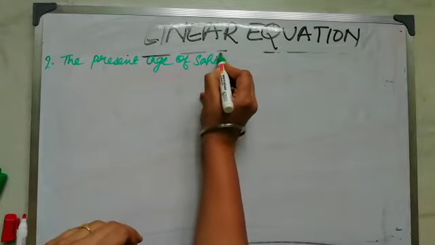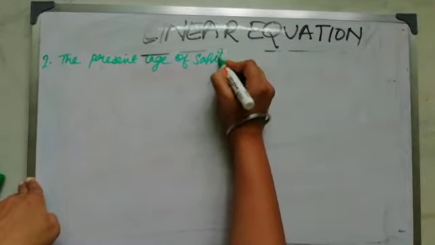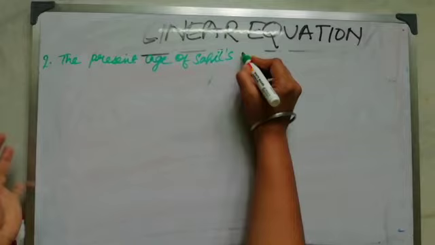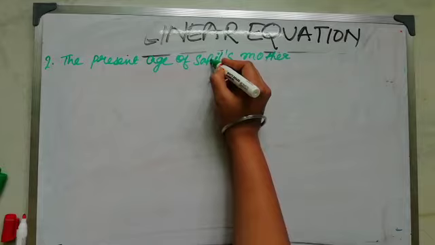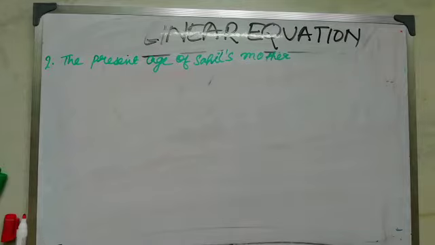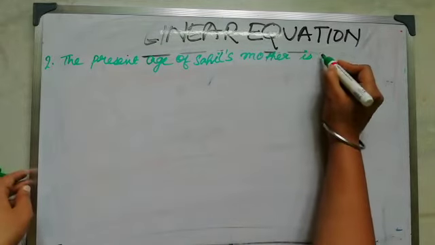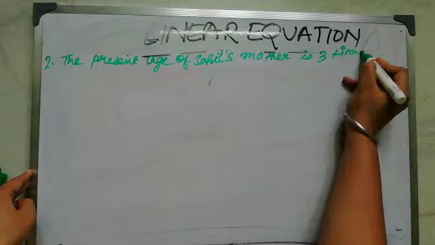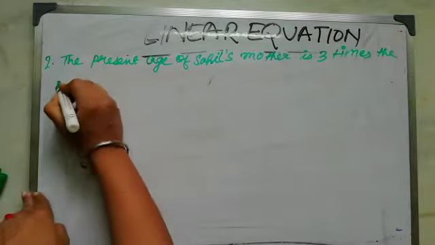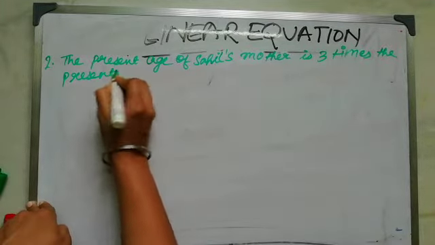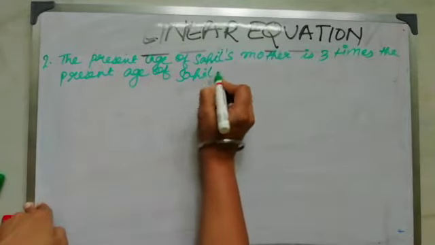of Sahil's. Now if any of my learners is Sahil, please do not mind, and also I apologize to your mother as well. So the present age of Sahil's mother is 3 times the present age of Sahil.